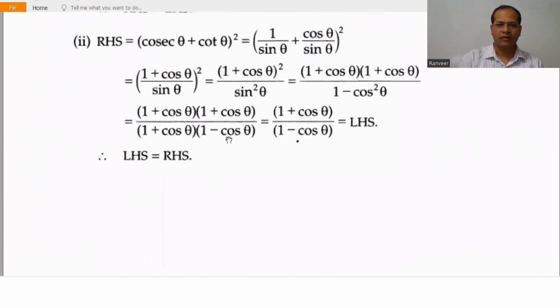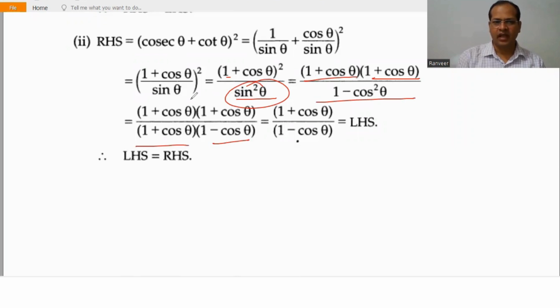Similarly, the second question we can also do, where cosec theta and cot theta we have to convert to 1 by sin theta, cos theta by sin theta. After that, (1 plus cos theta) whole square. This we can write as (1 plus cos theta)(1 plus cos theta). But in the denominator we can write 1 minus cos square theta, and we can convert in this way, and this will cancel, and this is the result that we have to prove.